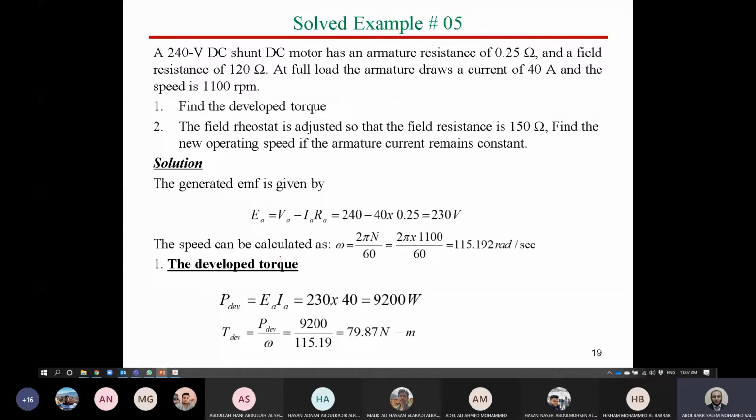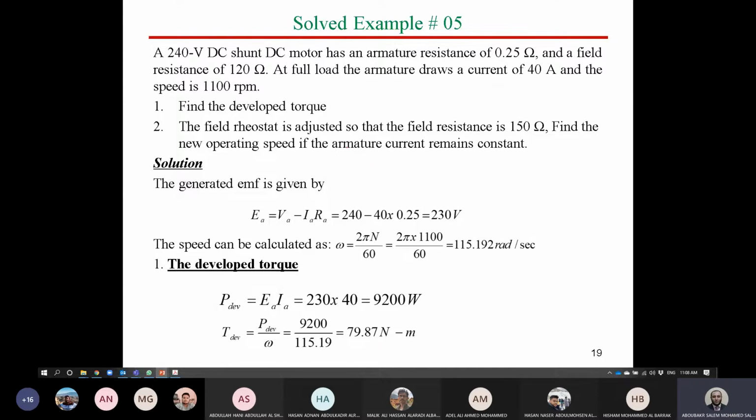So here in this part of the problem, we said that EA, which is the back EMF, equals VA minus IA RA. We obtain the value of EMF, and using the relation between EMF and speed, we can obtain the value of K phi. Or, as we said, we can calculate the power as P developed equals EA multiplied by IA. This is now the developed power of the motor, and we can divide this power over the motor speed in radian per second in order to obtain the value of the developed torque. So this is the first part.